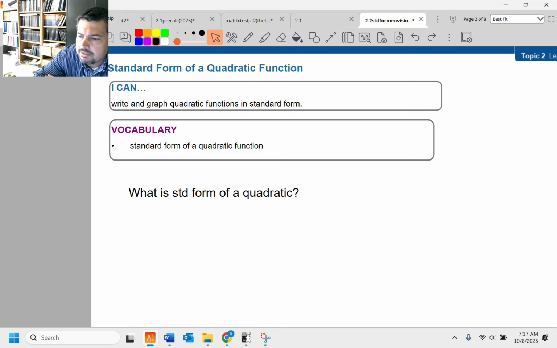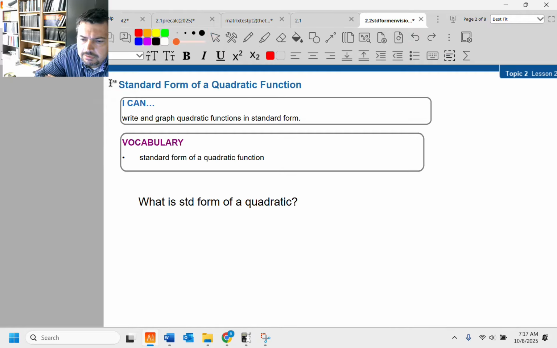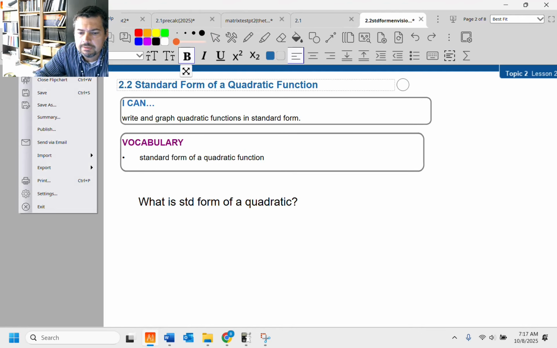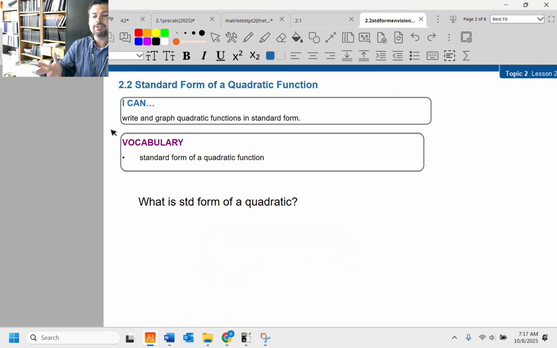All right, this is 2.2, standard form of a quadratic function. You know that doesn't say 2.2 anywhere on it, does it? Let me put 2.2 here and hit save real quick before I do any typing. 2.2, standard form of quadratic function. The I can statement: write and graph quadratic functions that are in standard form.